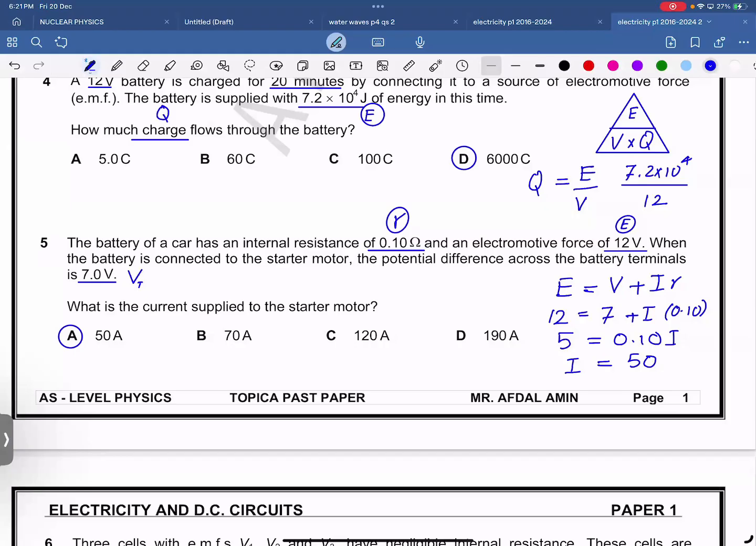A good question. After this lesson, you never need to worry about electricity. Question number 6, my dear.